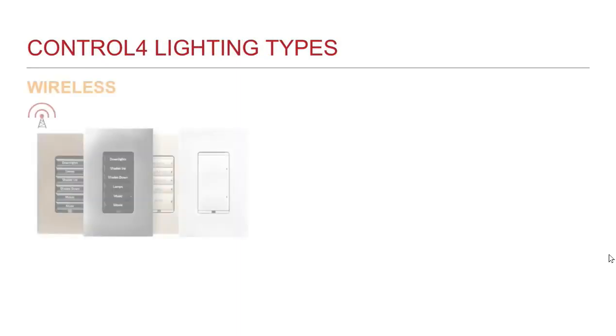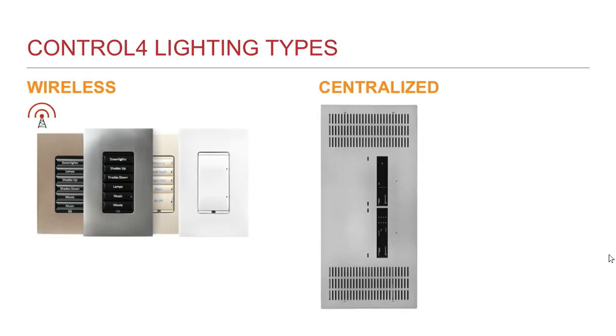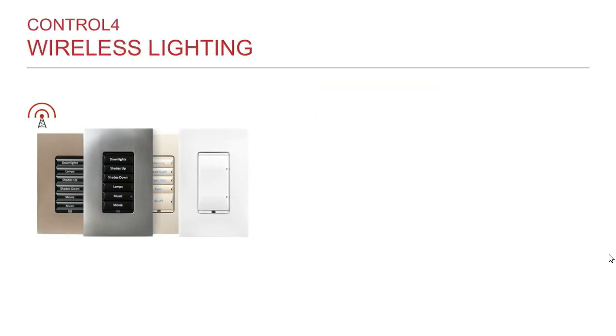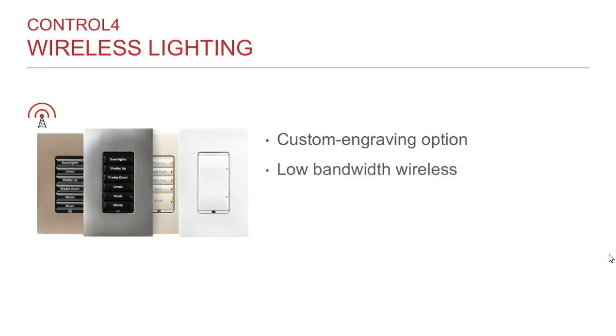Control4 offers two main categories of lighting components: wireless lighting and centralized lighting. Wireless lighting includes beautifully designed switches, dimmers, keypads, and fan controls that can be labeled with custom engraving. These components use a low-bandwidth wireless protocol called Zigbee, which is covered in the infrastructure course.